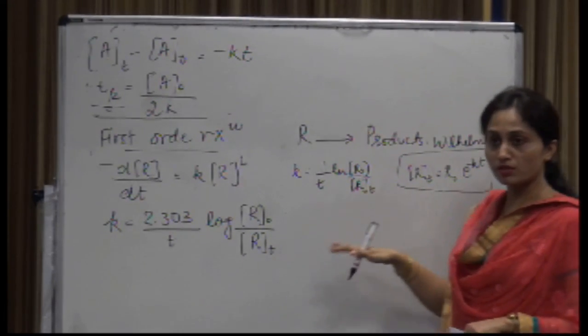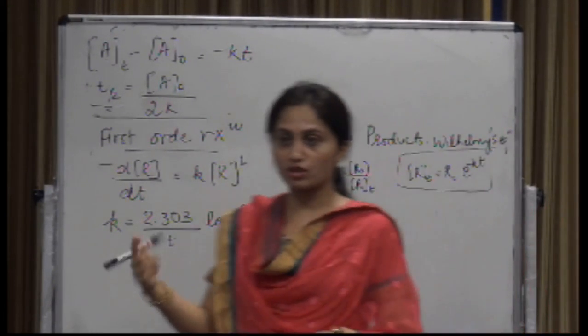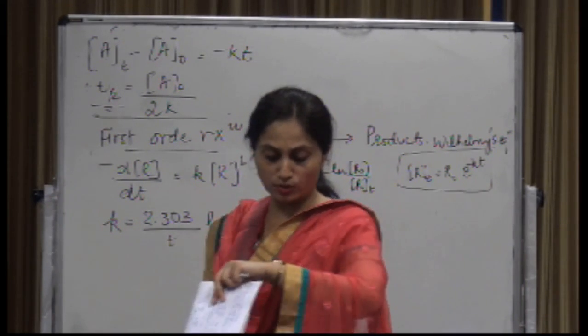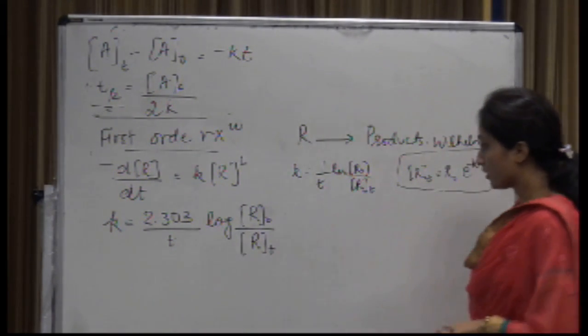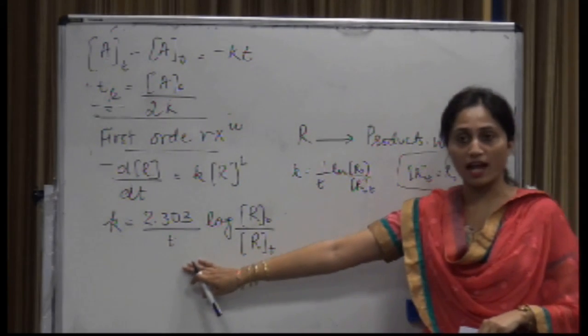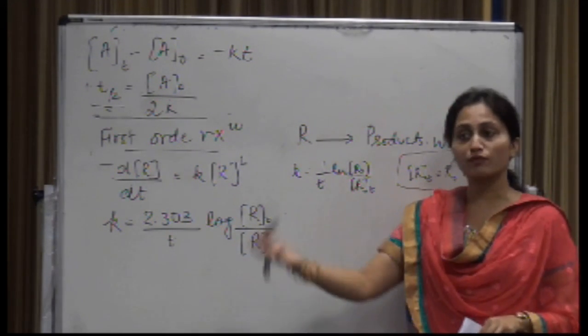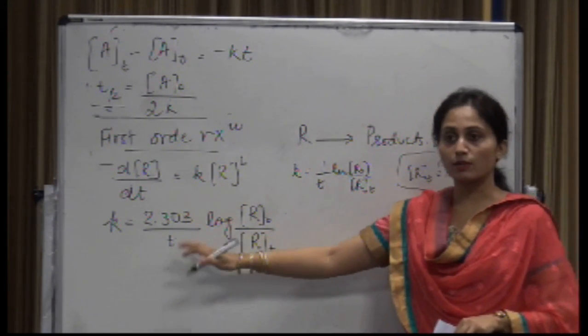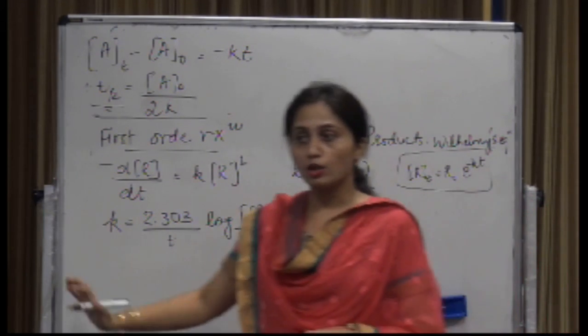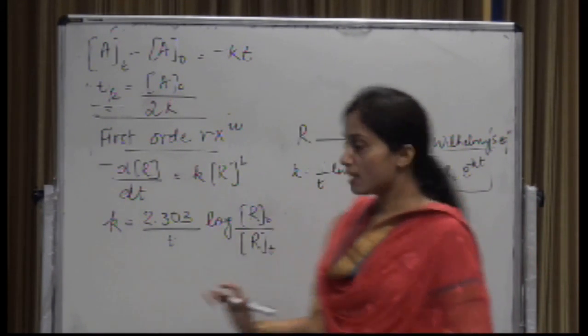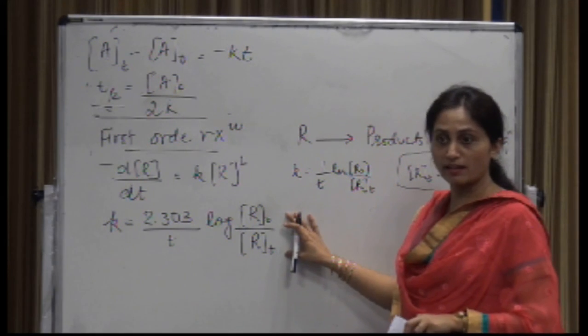We'll talk about it because you have not done the effective temperature, for which I'm quickly revising this so that we can start up with whatever is left over in kinetics. So here I'm just revising the basic formulae. Here you have k is equal to 2.303 upon t log of r naught upon rt. Please remember this expression very well.